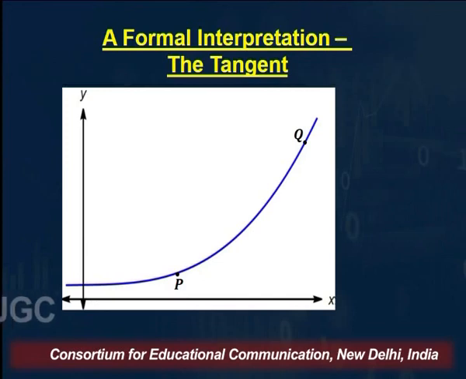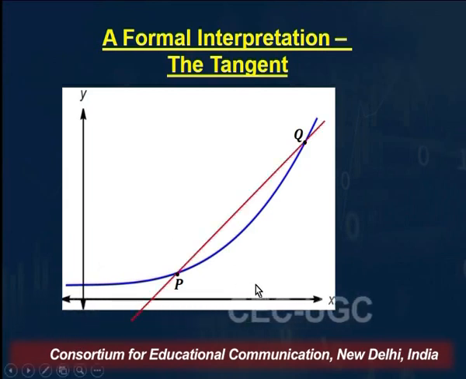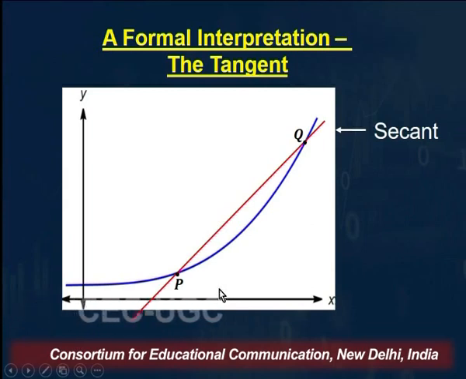Okay, so take a look at this curve here in blue, and we have taken 2 points. Let's say we are at point P, and we move to point Q. Then the straight line that just cuts through P and Q is called the secant. Secant is derived from Latin, and it means cutting. So here we have a straight line which cuts through the points P and Q.